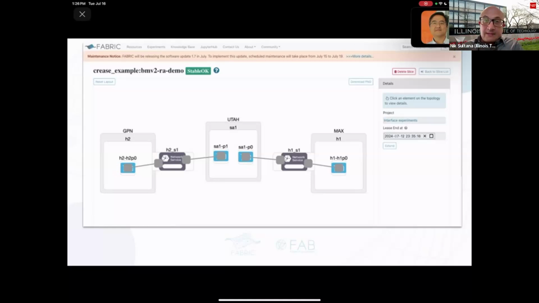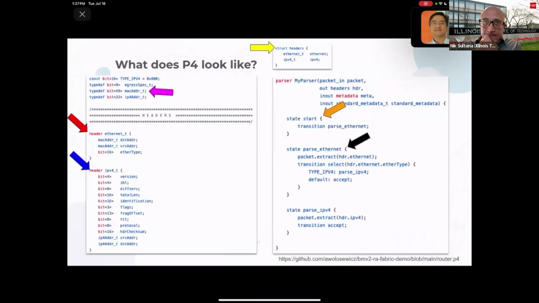So we submit that slice and it gets assigned just as the first example I showed you, right? So here in the middle, we can see the switch with its two network interfaces, each of which connects to a single host. So the cool thing about this is that it's kind of backward compatible, right? It's additive to what Fabric provides by default.